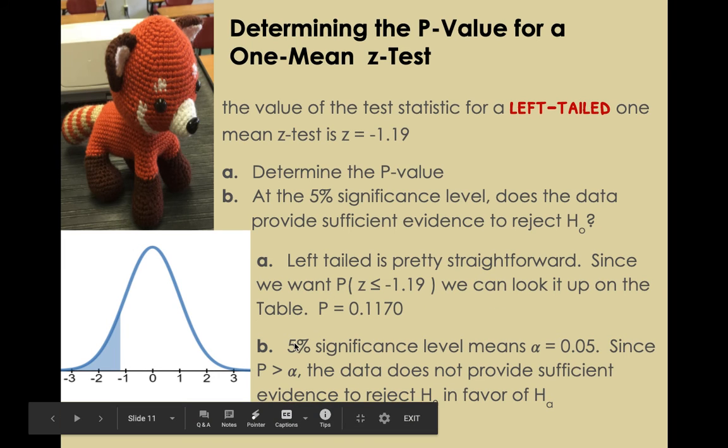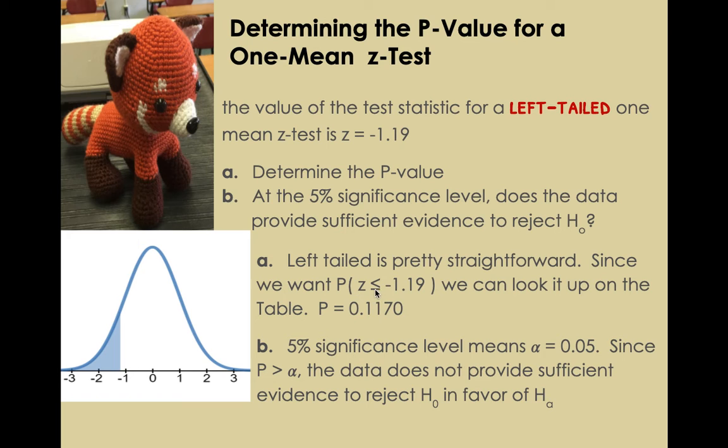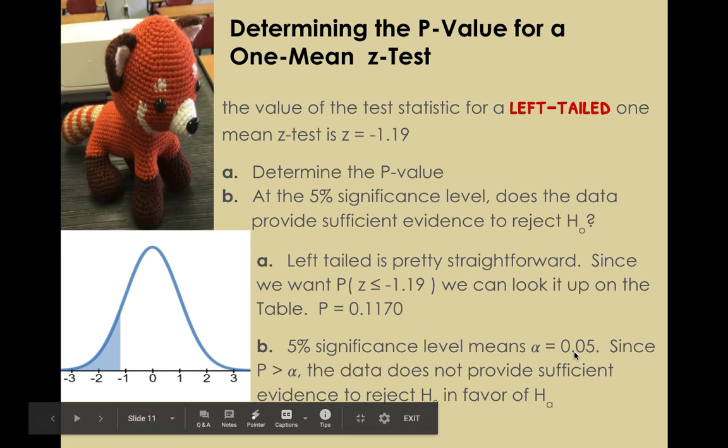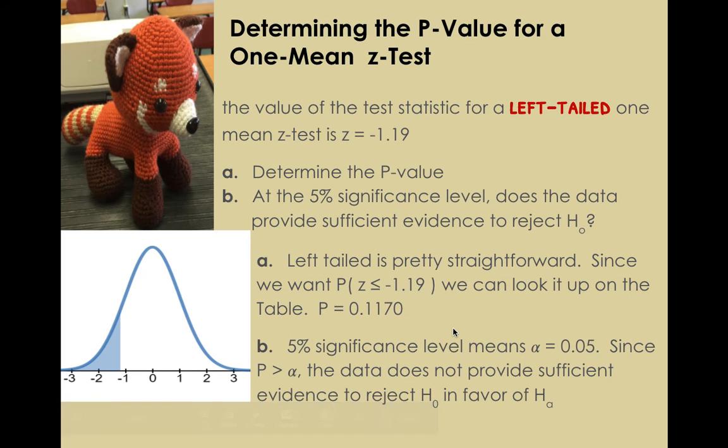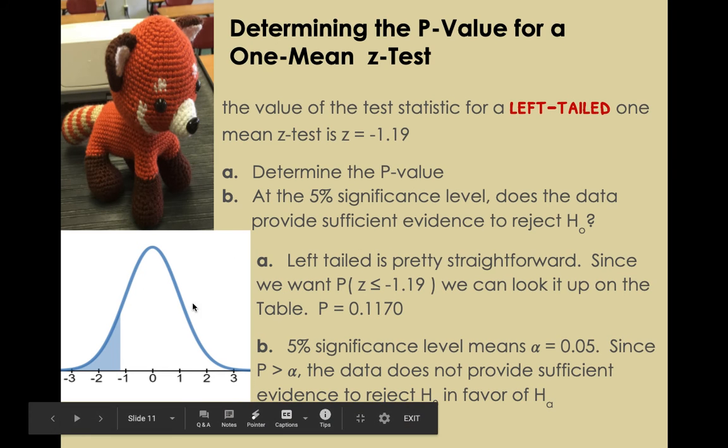So we're at a 5% significance level. 0.1170 is greater than 0.05. So that means there is not enough evidence provided to reject H sub 0 in favor of H sub A. Basically, we're over in this area here. Here's our negative 1.19. This would be where our p-value is, and this is 11% of the data. And I'm looking at 5% significance, so that's going to be somewhere over here. So we're not close enough.